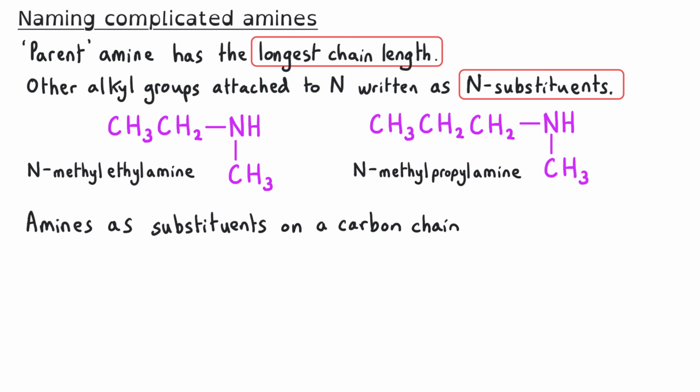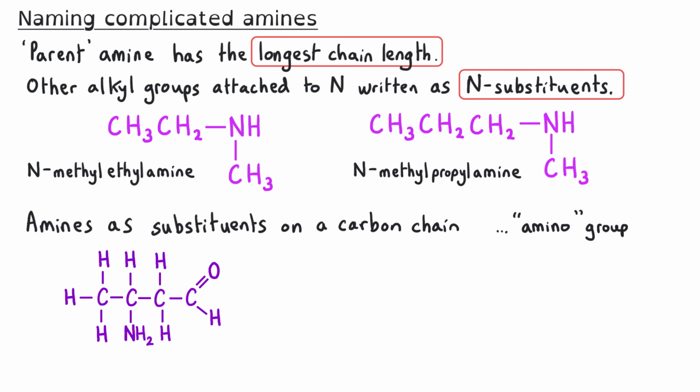Amines can also be considered to be substituents on a carbon chain when there are other higher priority functional groups attached. In this case, they are considered to be amino groups that branch off from the main carbon chain. One example of this is the molecule that I'm showing here that has 2 functional groups, the amine group and an aldehyde group. The aldehyde group has the highest priority, so this would be, first and foremost, an aldehyde. Its chain length is 4, so this would be butanal. The presence of the amine group means that this will be an amino branch.